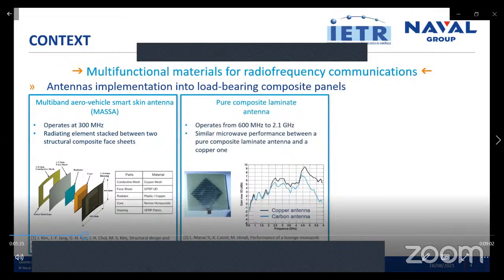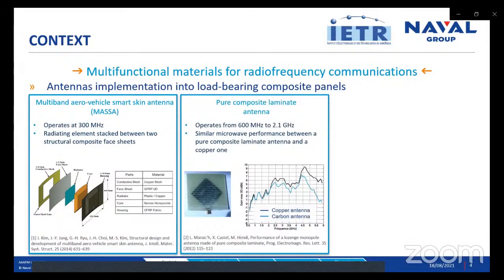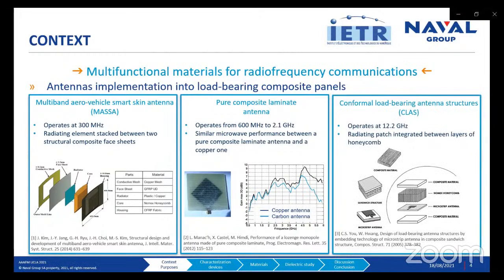Developed a pure composite laminate antenna. By inserting a patch of carbon fibers into a laminate made of glass fibers and polyester resin, they obtained an antenna working as well as a copper one from 600 MHz to 2.1 GHz. Another embedded antenna technology consists of integrating the different elements of the antenna into the layers of a composite sandwich. Yu et al. did this between layers of honeycomb to develop an antenna operating at 12.2 GHz.